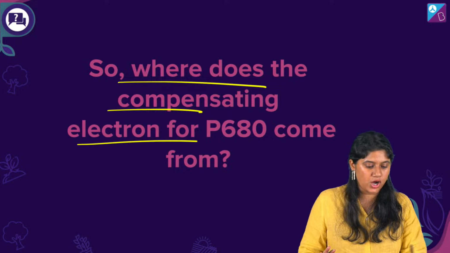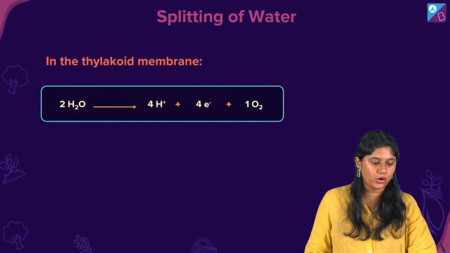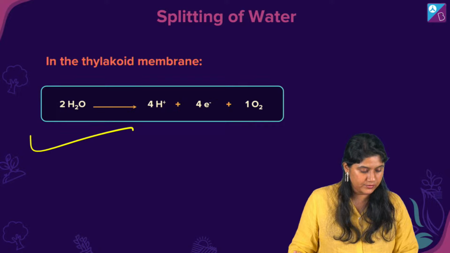Okay. So we are done with it everyone. But let's take a look at the last one. Where do the compensating electrons for P680 come from? We have already discussed this. We have done this. From the water. Right? We all know it comes from the water molecule. Here we have a similar thing. Do take the screenshot. We have the Z scheme.